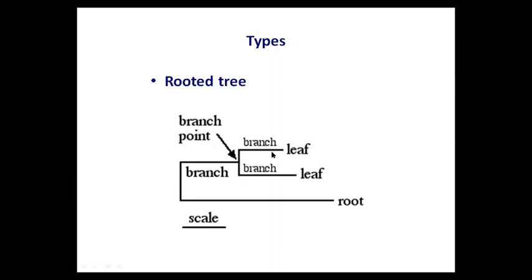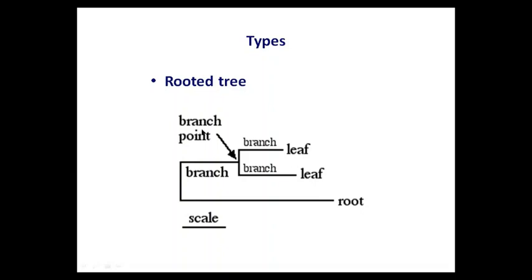Suppose these two branches are linked to a root. A root stands for the ancestor. That means if these leaves represent two different species, both these species have evolved from the same ancestor, the same species.